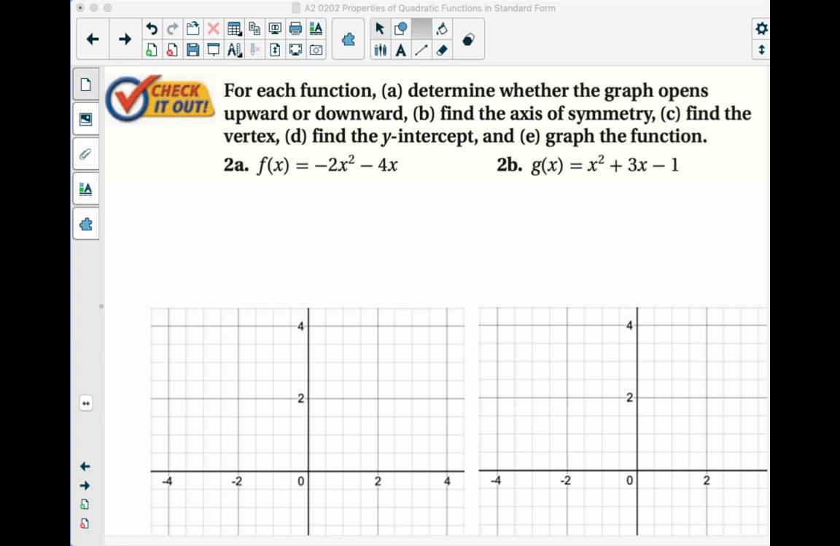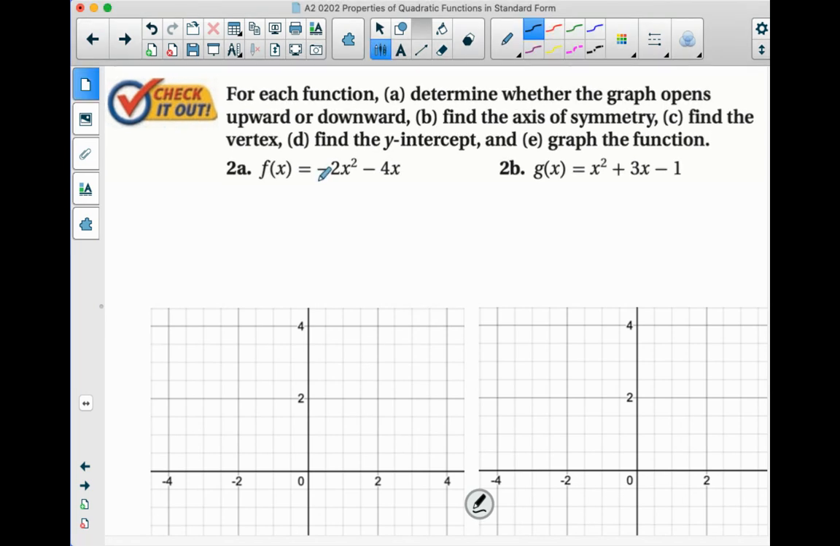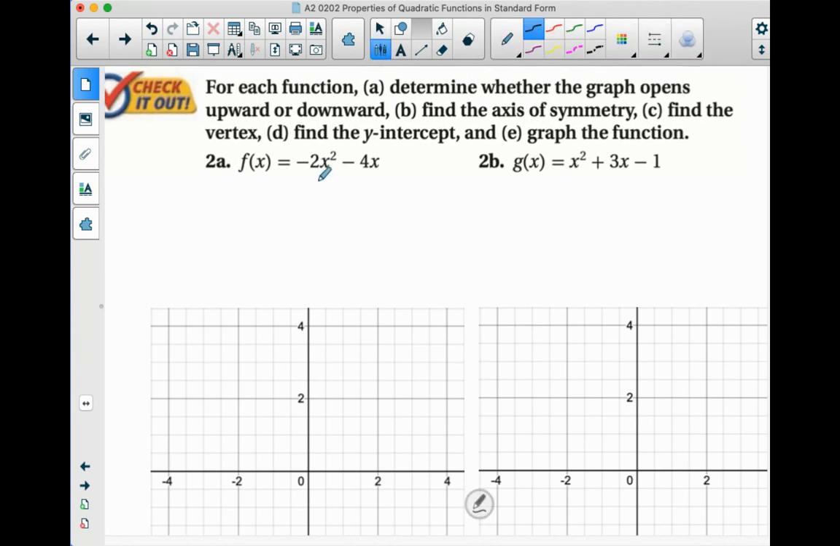All right, hopefully you tried these out, but we're going to go over these right now. So let's see. Okay, so graph this whole thing. It's negative there. Whoops. Scooch. This negative means it opens downward.